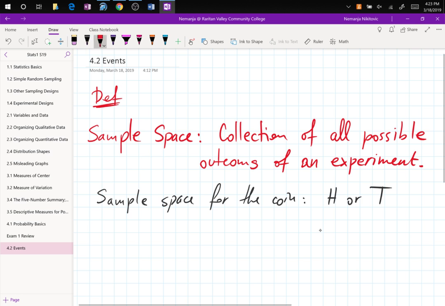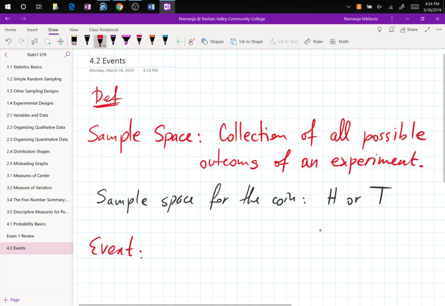And now we have definition for the event. A collection of outcomes for the experiment that is any subset of the sample space. An event occurs if and only if the outcome of the experiment is a member of an event.